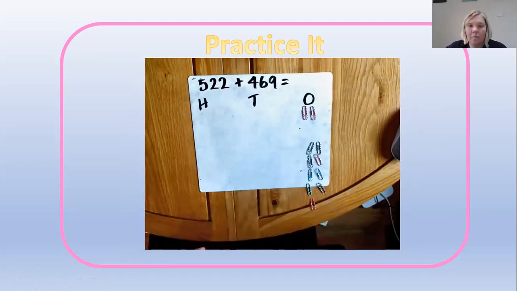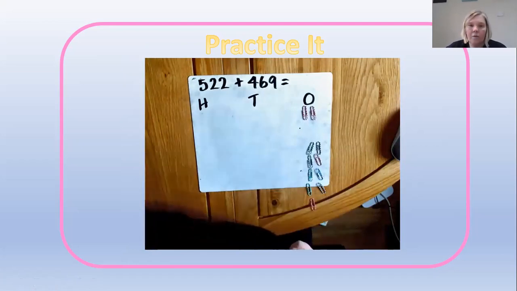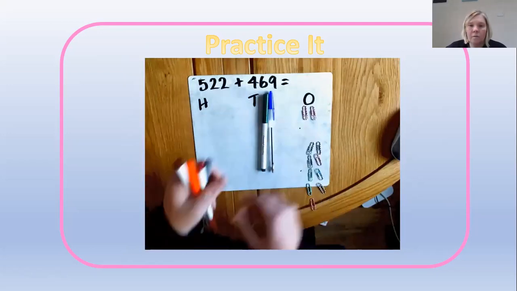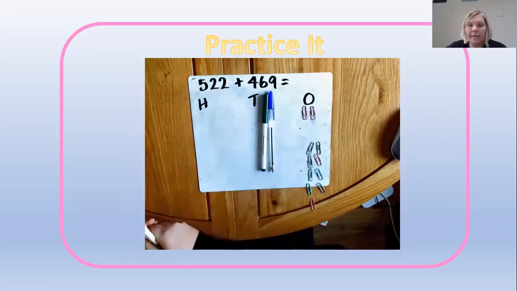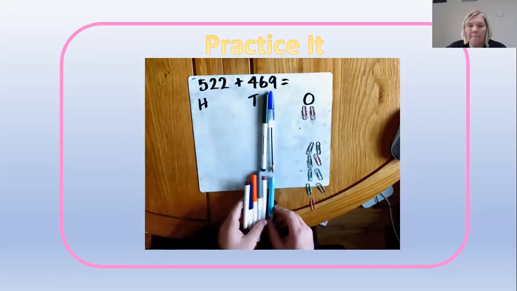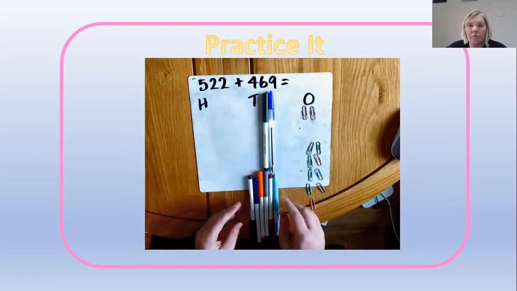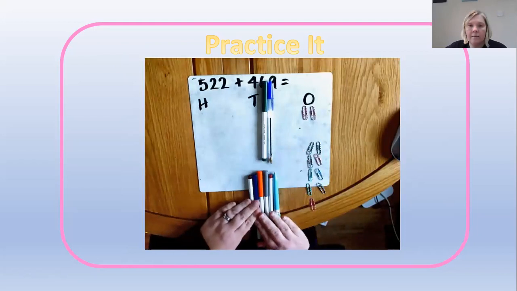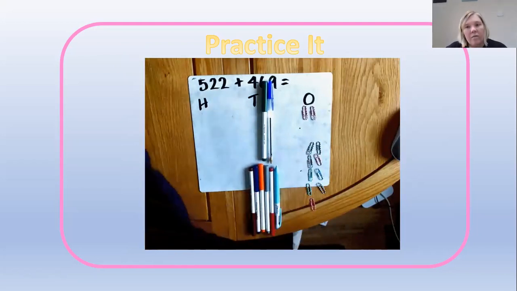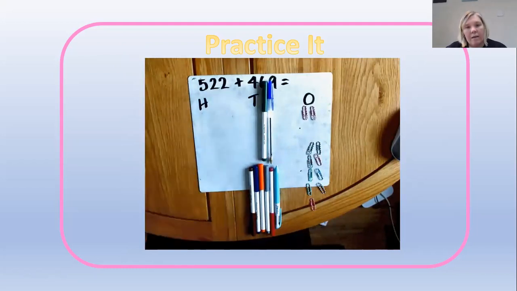And then I'm going to go on to my tens column. So I've got 2 tens. And I have got 6 tens. 1, 2, 3, 4, 5, 6. And this is where it starts getting a little bit tricky because I have 5 hundreds. So how many do I need?